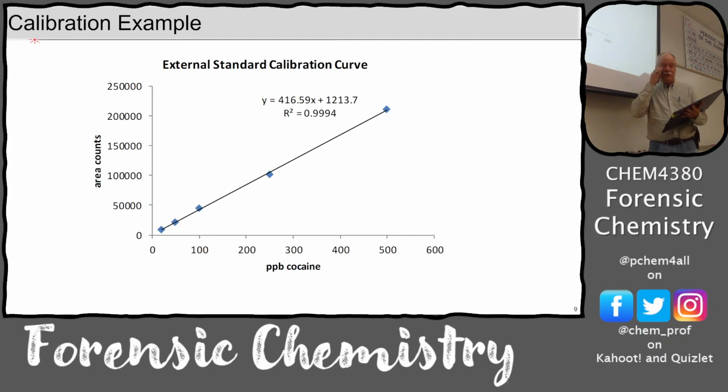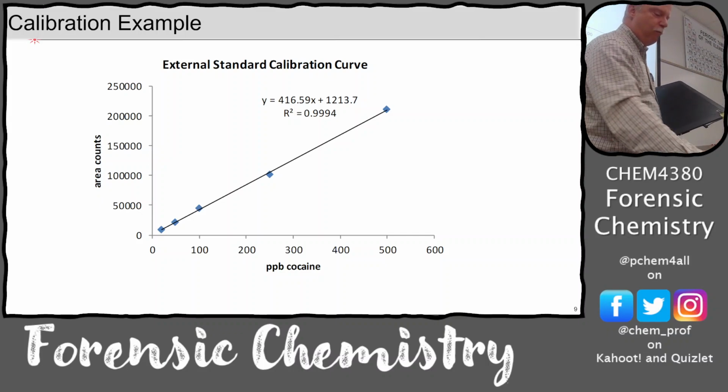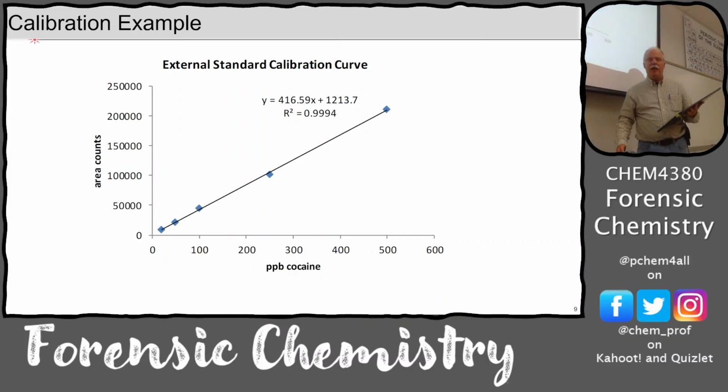So let's look at this linear calibration example. We have this external calibration curve, and you've seen curves like this. Okay, this is our standard. We put in, say, several aliquots of parts per billion cocaine and analyze those, say, in a gas chromatograph or liquid chromatograph, and we get these area counts. And we see it's definitely a very sensitive technique, because look at the slope. The slope is 416.